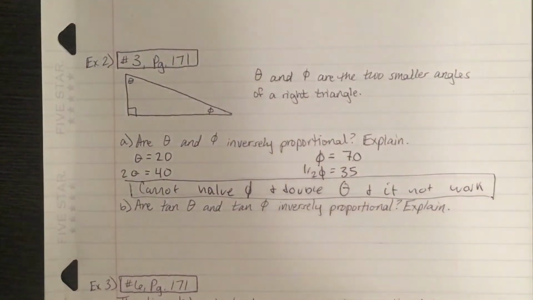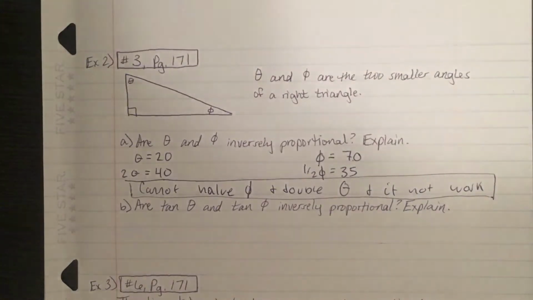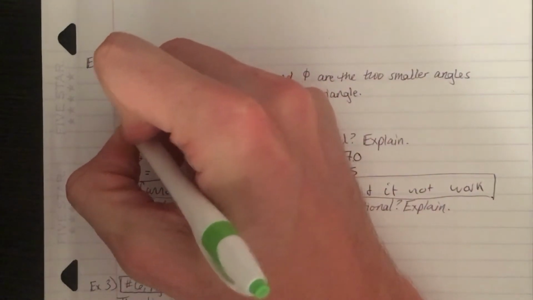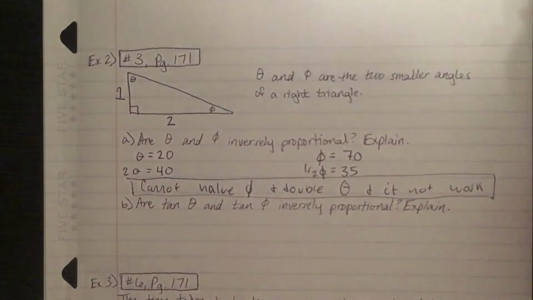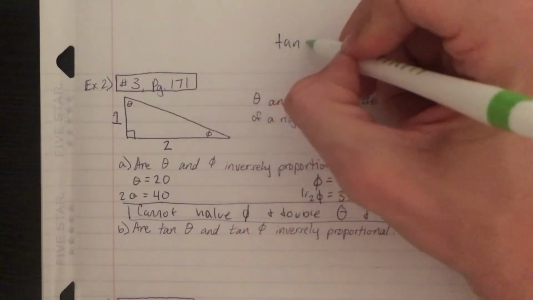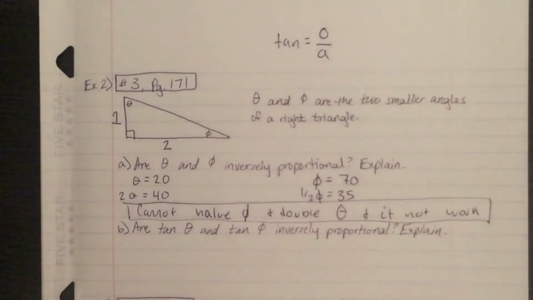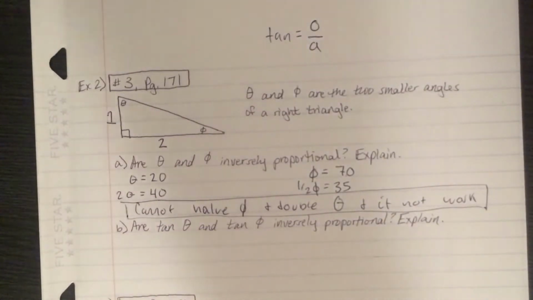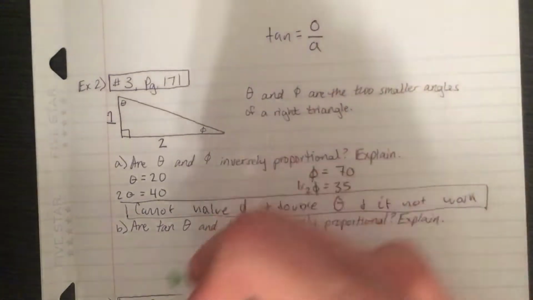So then the other thing that we want to answer here is, are the tangent of theta and the tangent of phi inversely proportional? So we're going to bring back some geometry here. Real quick, I'm just going to label these sides. We can use side 1 and side 2. Now, as a reminder to you all, the tangent is equal to the opposite over the adjacent side. It's TOA, like SOHCAHTOA.